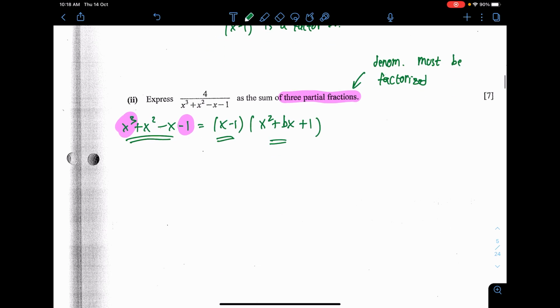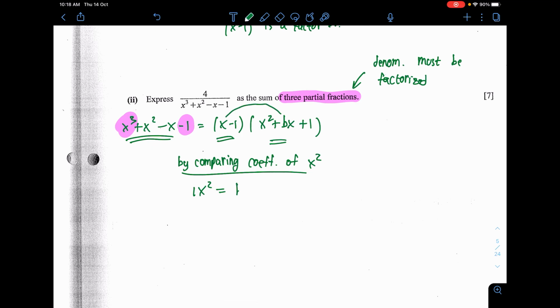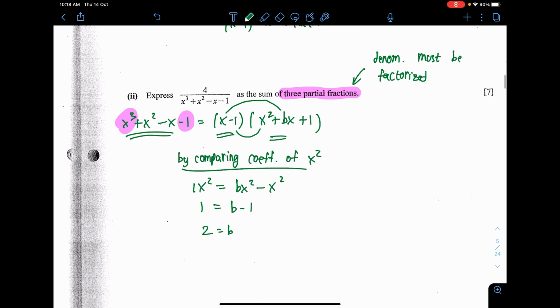Okay, so from here, just tell them that by comparing, you can choose comparing x squared or comparing the x. Coefficient of x squared: I get 1x squared on the left, okay? And on the right hand side, how do I get an x squared? I take x times by bx and -1 times x squared. That's how I get it. So by comparing the coefficient, I got 1 equals b minus 1, and therefore b is actually 2.